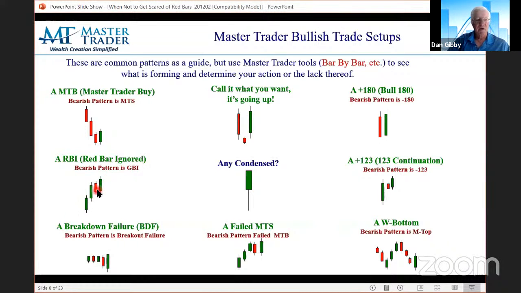So this red bar ignored, the Bears won this red bar, correct? Correct. And they were thinking it was lower prices. And it was, as long as the other concepts and the trend, et cetera, support this as a bullish position, that's our red bar ignored entry. This is a red bar ignored breakdown failure, a failed sell setup, double bottom, made a new low, snapped right back.